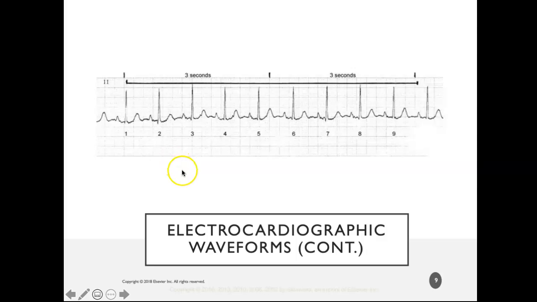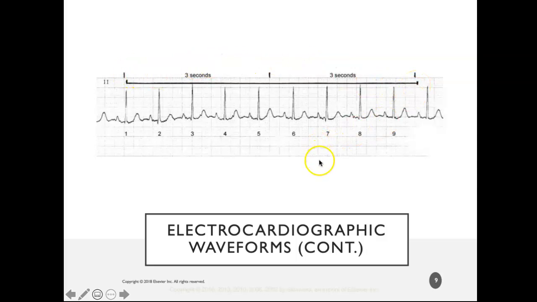All right, so this shows the waveforms. Again, I was talking about a 6-second strip. This is exactly what I'm talking about. If you count out all these big boxes, 1, 2, 3, 4, 5, that's 1 second. 1, 2, 3, 4, 5, this is 2 seconds. 1, 2, 3, 4, 5, that's 3 seconds. And then you repeat the process. This is a 6-second strip.